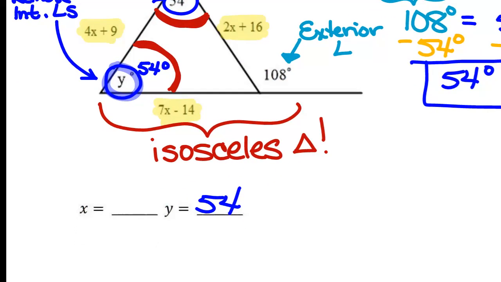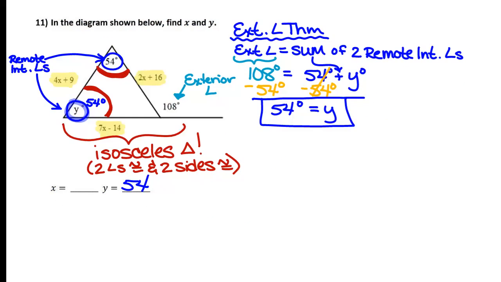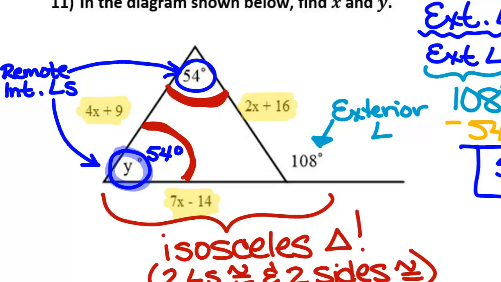Isosceles triangles have two angles that are congruent and two sides that are congruent. We have to figure out which two sides it is. We know where our congruent angles are now. So which two sides would have to be the congruent sides? 7x minus 14, because that is opposite this top angle. And 2x plus 16, because it is opposite angle y. The sides that are opposite the congruent angles are congruent to each other.